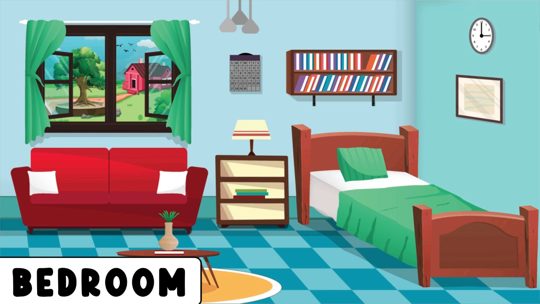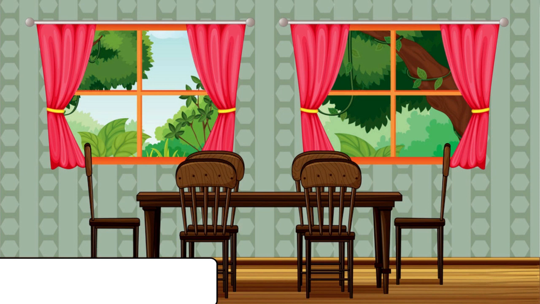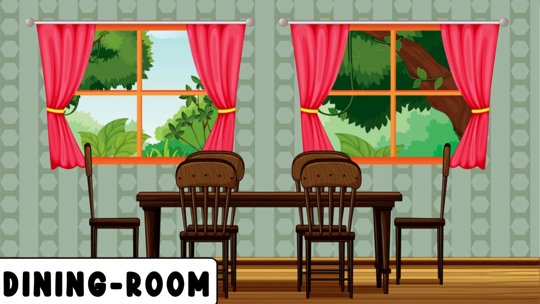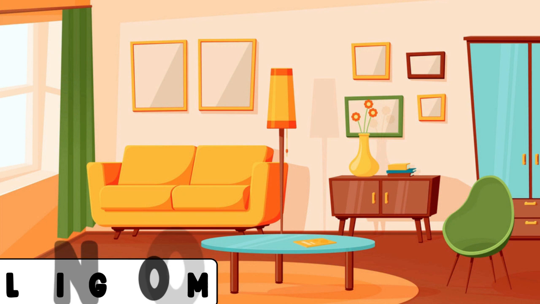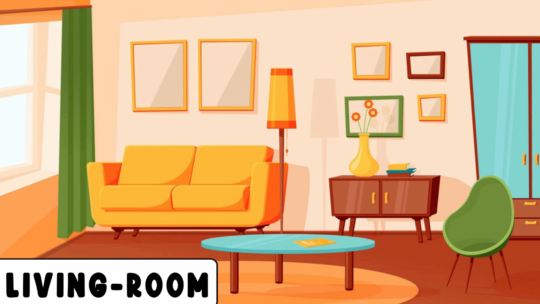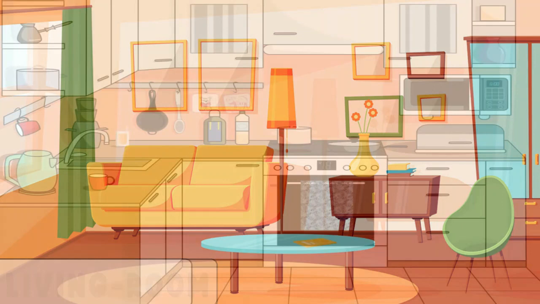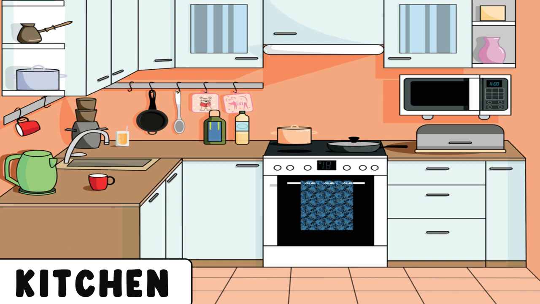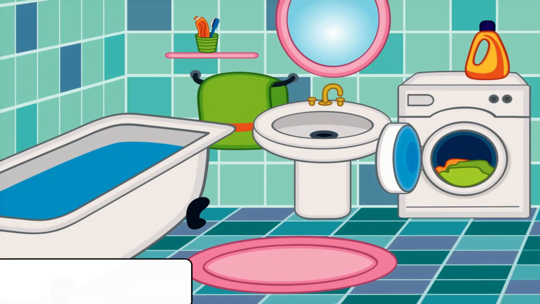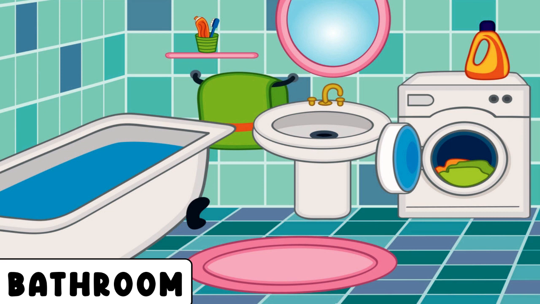Bedroom, a room in a house where people sleep. Dining room, a room in a house where people eat meals. Living room, a room in a house where people gather to relax and socialize. Kitchen, a room in a house where food is prepared and cooked. Bathroom, a room in a house that contains a toilet, sink and shower or bathtub.